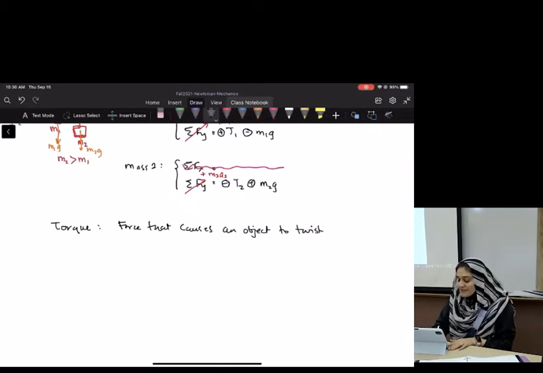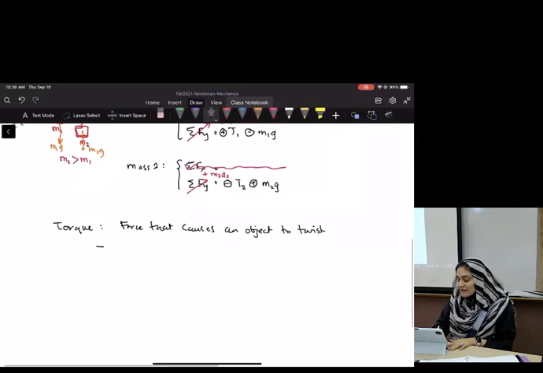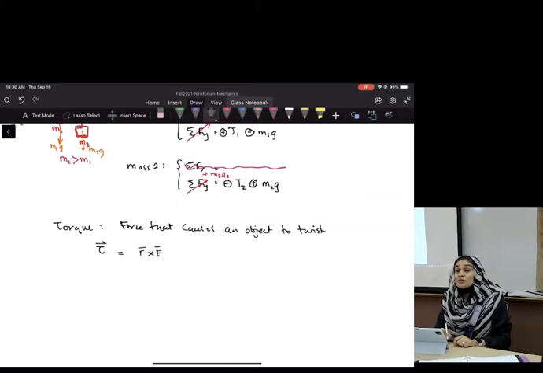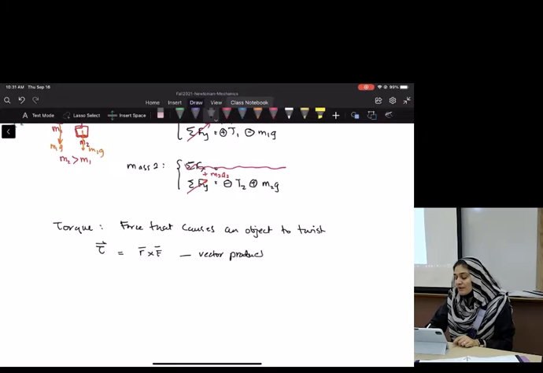The symbol for torque is usually written like that, tau, and it is defined as R cross F. It is a cross product. Two vectors are getting multiplied. And it is a cross product, so the answer will be a vector product. So torque itself must be a vector.